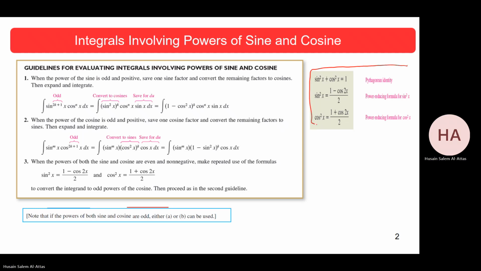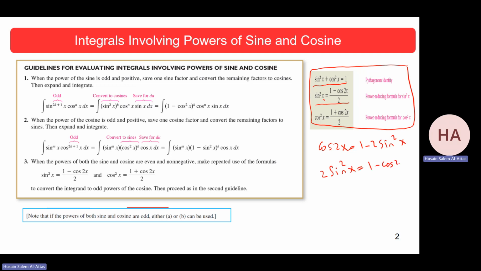The first one is what we know: sine square plus cosine square is equal to 1. This is about the double angle. You know that cosine 2x is 1 minus 2 sine square. Now that means 2 sine square x will be 1 minus cosine 2x. So sine square equals half minus half cosine 2x. And for cosine square, it will be plus 1 half plus half cosine 2x. Sometimes you need these things to solve some of these integrals.